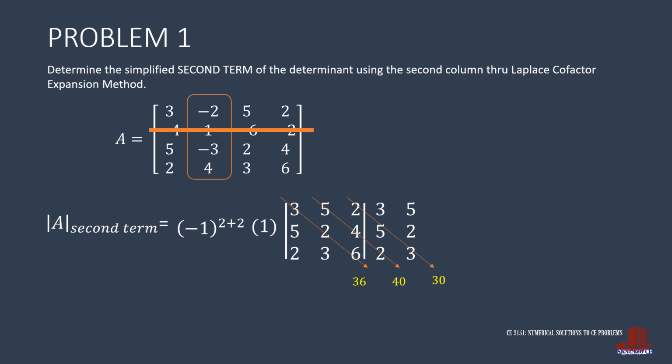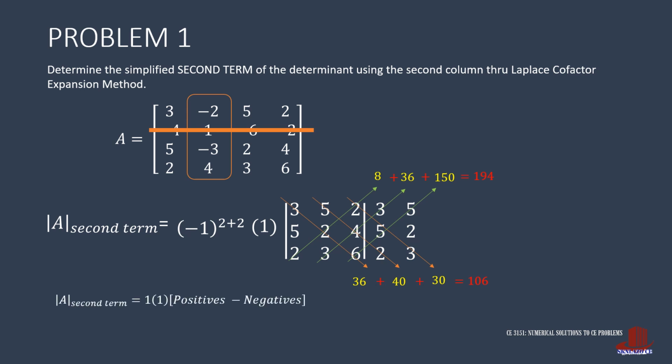For the anti-diagonals, the first product includes 2, 2, and 2 making 8. The second anti-diagonal has 3, 4, and 3 making 36. The third product has 6, 5, and 5 giving 150. Add all the positives to make 106. All the negatives are also added to 194.